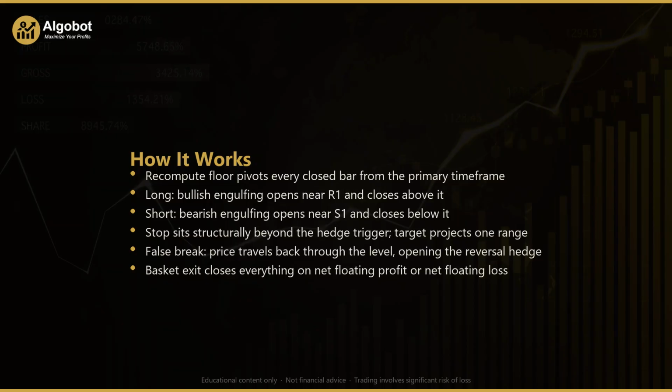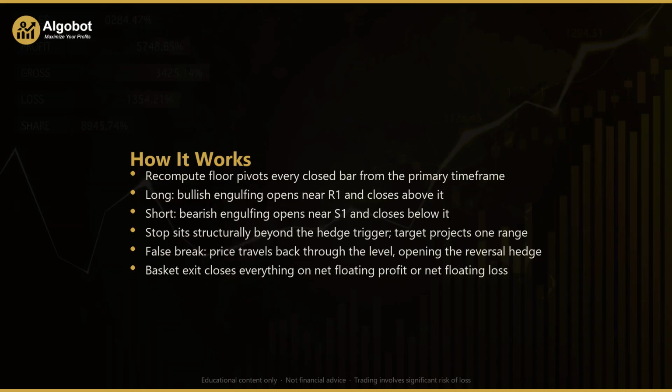Next, the strategy inspects the most recently closed candle for an engulfing pattern. For a long setup, it looks for a bullish engulfing candle. The body must be bullish, the prior candle must be bearish, and the new body must fully cover that prior body. On top of that, the candle must open at or below the resistance level R1, and it must close decisively above it by a small buffer. When all of those conditions are met, the strategy reads it as resistance breaking with momentum, and it opens a long position.